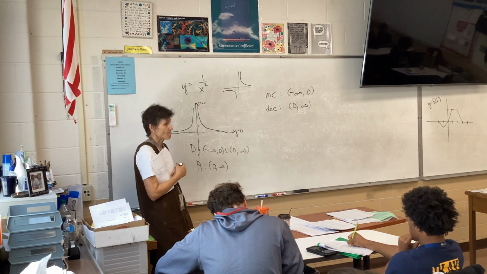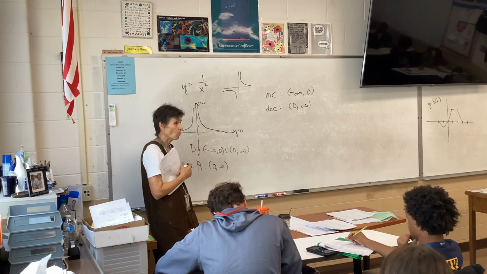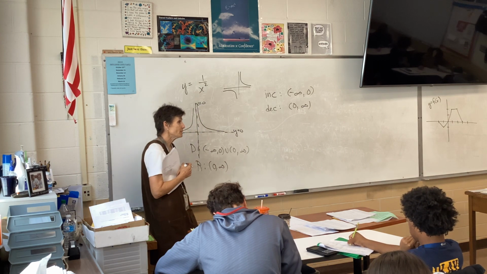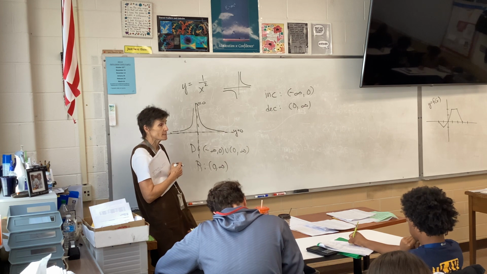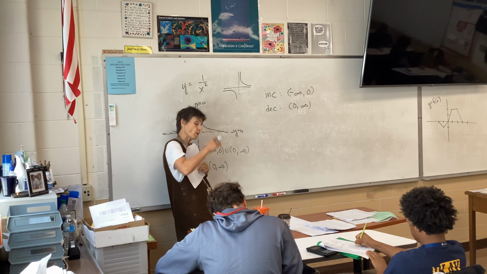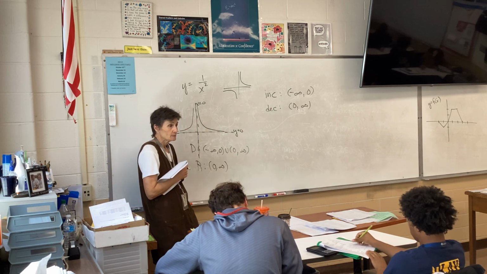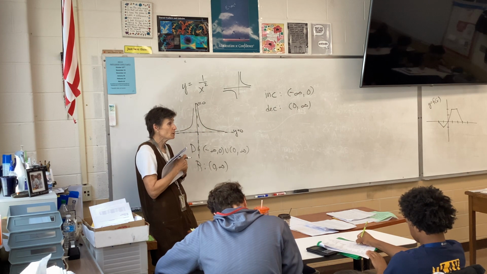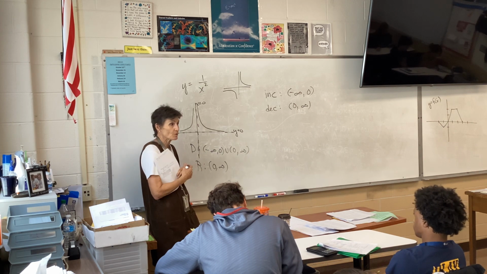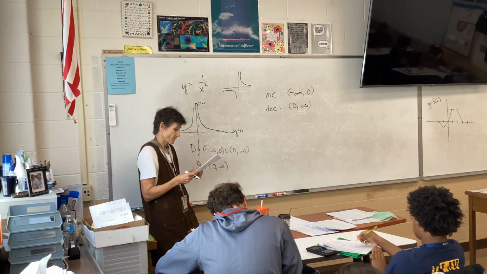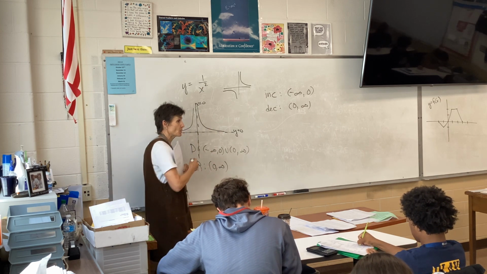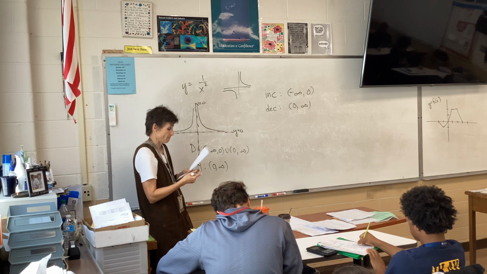Bounded below at y equals 0. This is bounded below at y equals 0. Remember, bounds are ceilings and floors. They go up and down. So we're bounded below at y equals 0. Extrema, asymptotes, already labeled them. Those are your asymptotes.